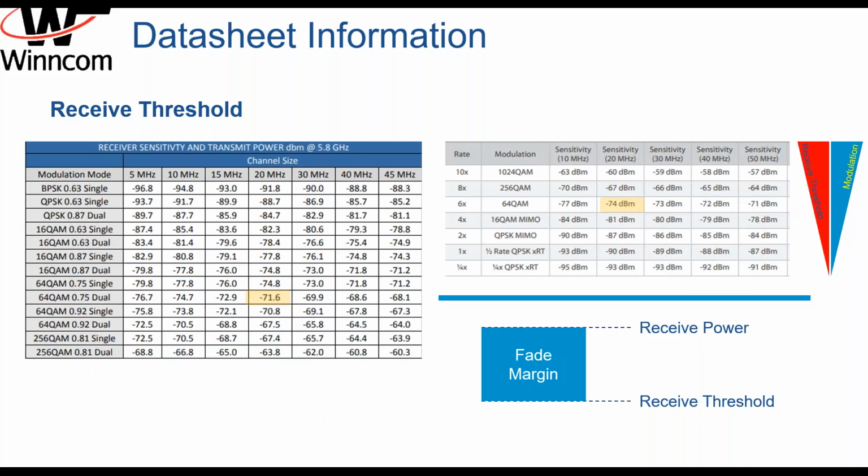Fade margin is important because it defines the stability of your link. If you temporarily lose some of RF power unexpectedly, it can be anything like interference or something else, the fade margin will protect your modulation level, and you will not experience a lower throughput because of the loss. So the higher is your fade margin, your link will provide a higher stability for that modulation level.